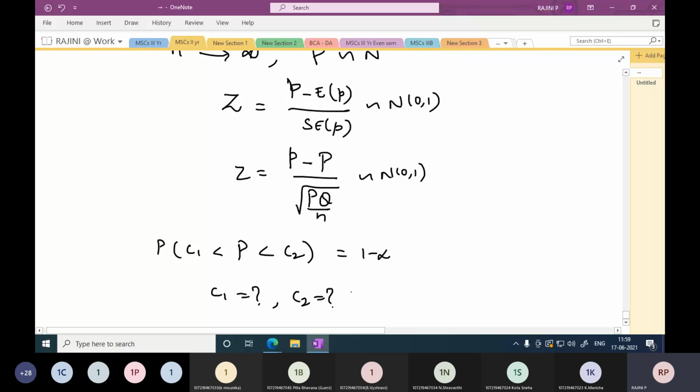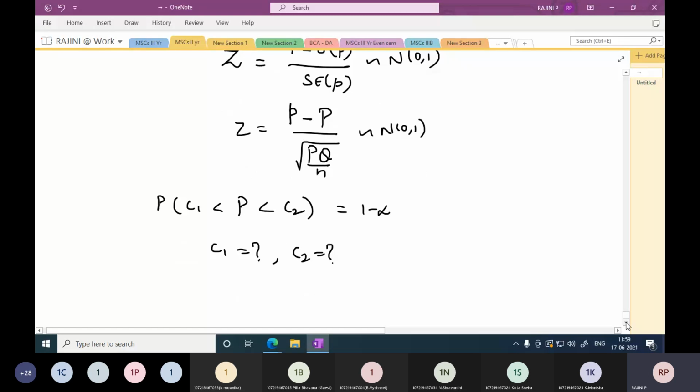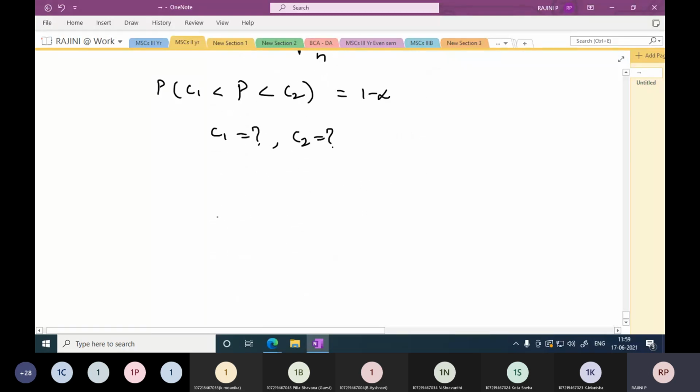So here, from the standard normal table, we can find the limits. What we are doing here, I'm writing probability of minus Z alpha by 2 less than Z less than Z alpha by 2 is equal to 1 minus alpha. Why am I taking this? Because if the sample size increases, then the proportion definitely follows the normal distribution. So by using the proportion, we have written the capital Z.